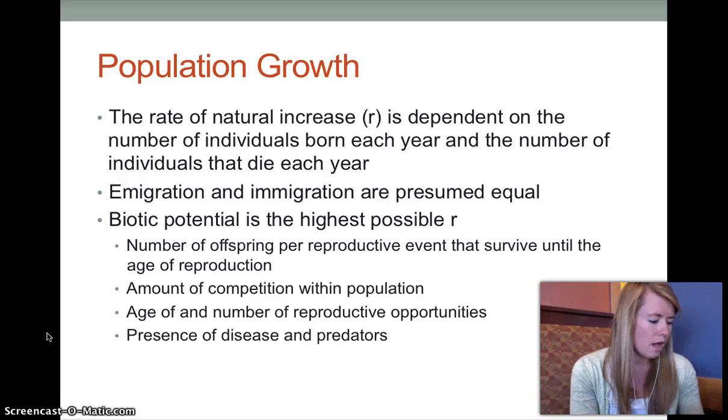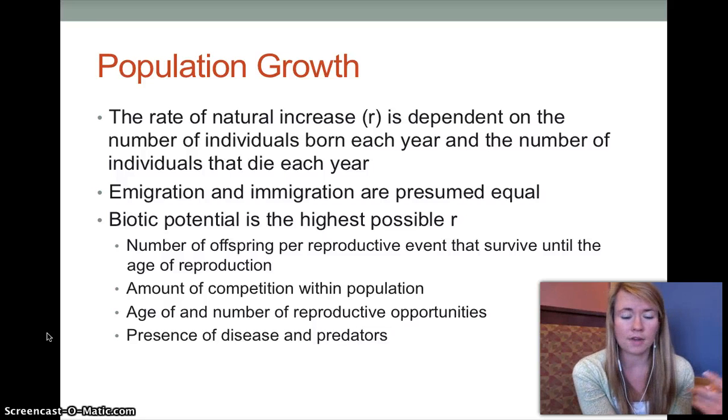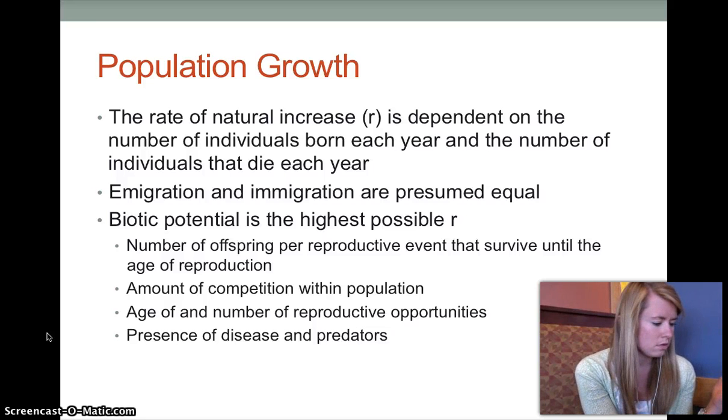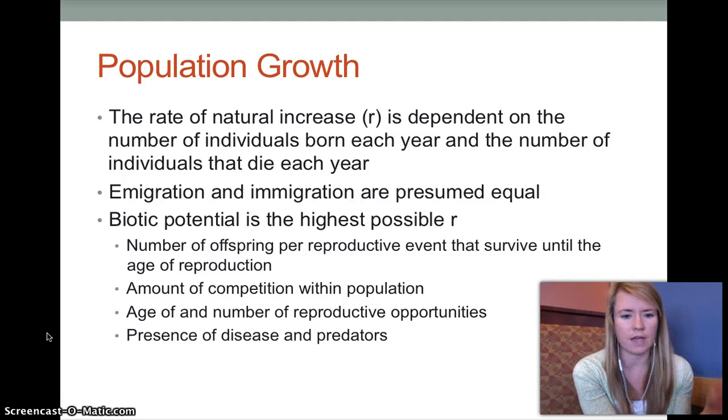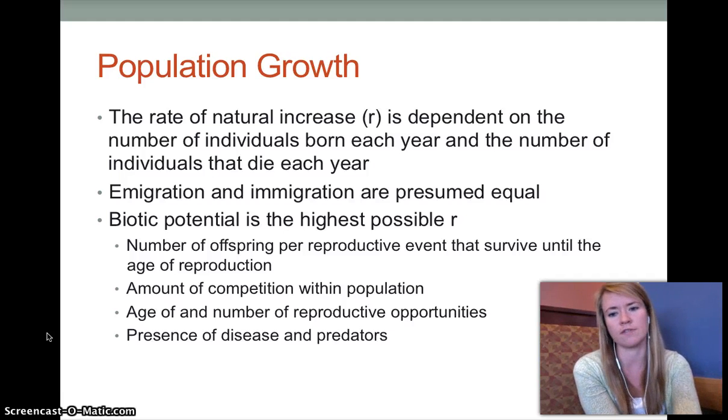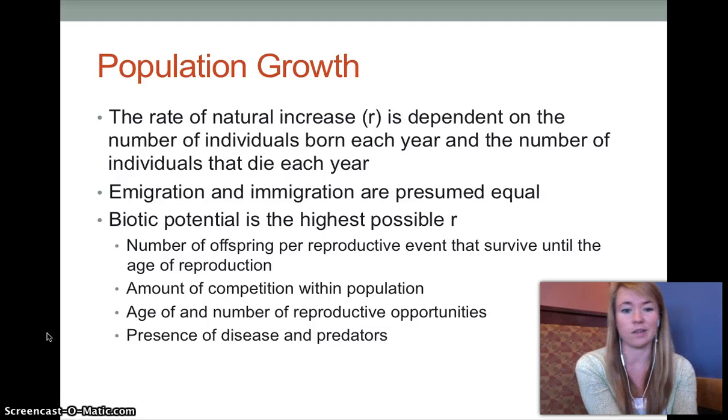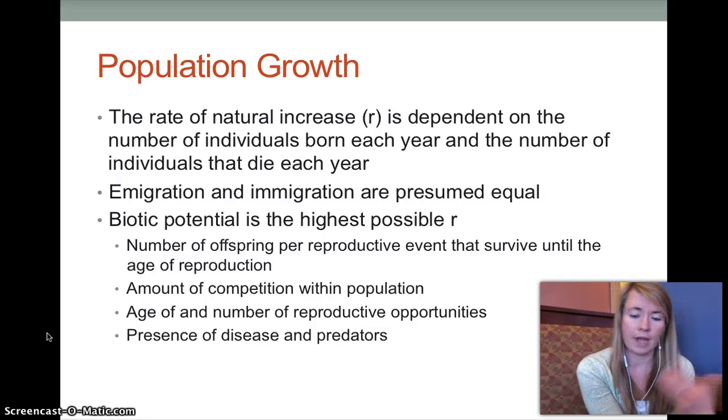So there's a couple of things that affect biotic potential or lower it. These are some of the limiting factors. So one is the number of offspring per reproductive event that survive until the age of reproduction. So if you don't have too many offspring, then you are not going to have the very high biotic potential. The amount of competition within a population. So that obviously will affect how many live and how many die.